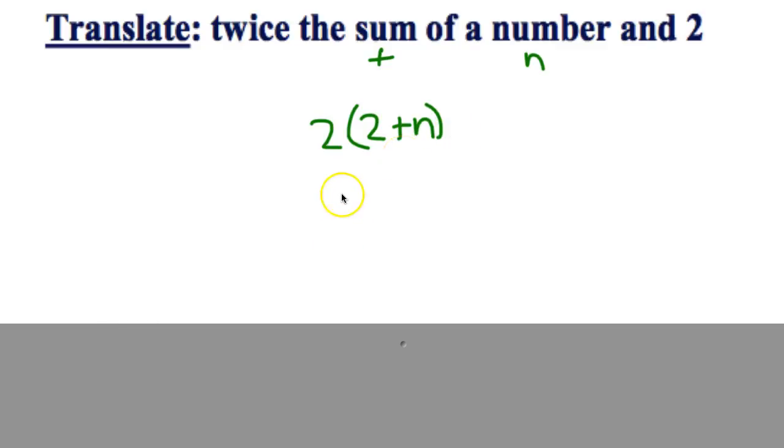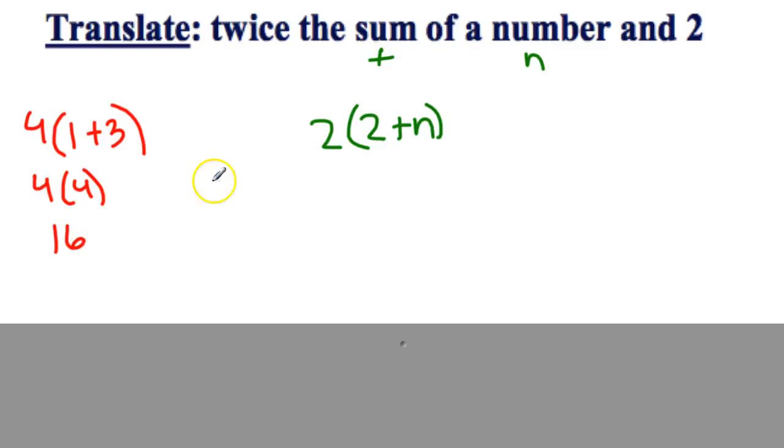I'm going to give you another example that looks kind of like this. So over here, if I had 4 parentheses 1 plus 3, if I want to simplify this, you can do the order of operations. You do the parentheses first. 1 plus 3 is 4, so that becomes 4 times 4, and that equals 16. However, and you might know this already, there's another way to simplify this. I'll do it on this side over here. So 4 times 1 plus 3.